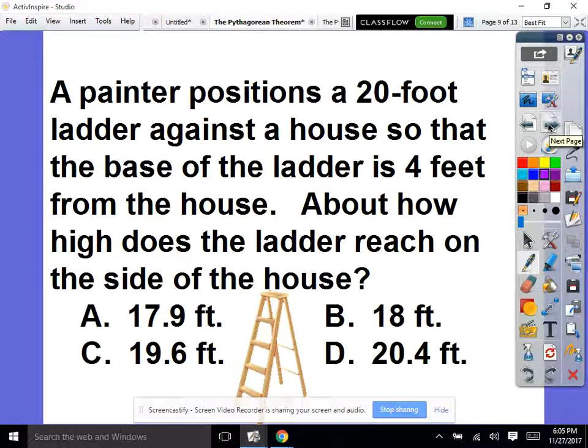All right, a painter positions a 20-foot ladder against a house so that the base of the ladder is 4 feet from the house. About how high does the ladder reach on the side of the house? Normally in class, I have you get your answer and put your head down. So this is one of the disadvantages of doing a lesson video. You're actually going to see me draw the picture out to show how to solve this.